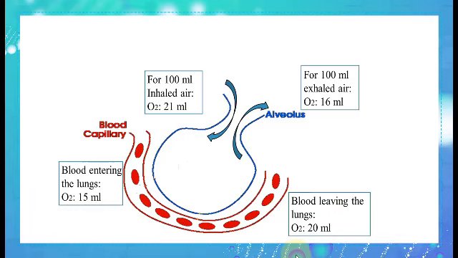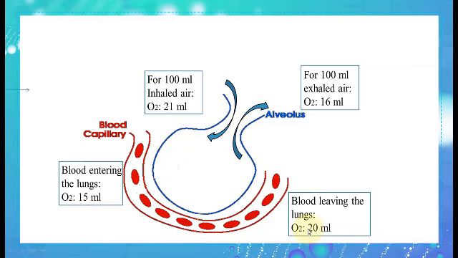So what happened here? Why does the quantity of oxygen gas decrease from 21 milliliter in the inhaled air to 16 milliliter in the exhaled air? And why does the amount of oxygen gas increase from 15 milliliter in the blood entering the lungs to 20 milliliter in the blood leaving the lungs?